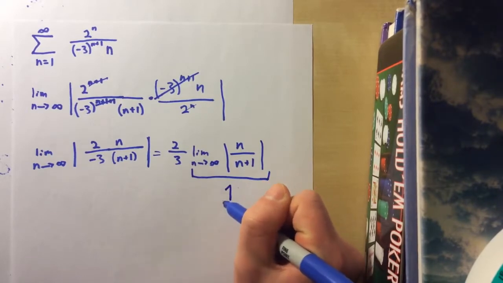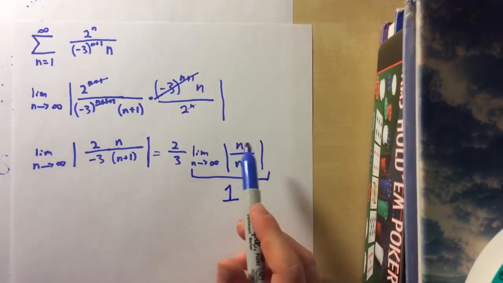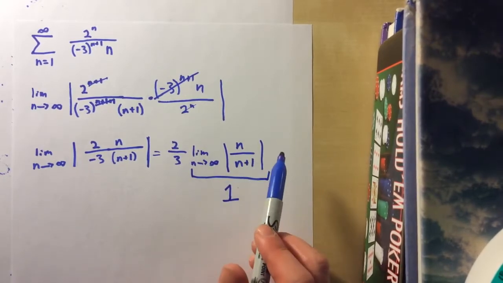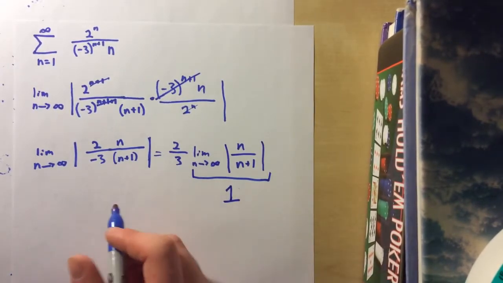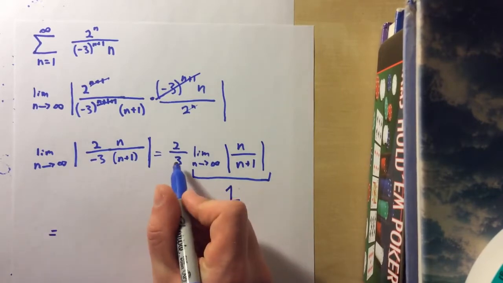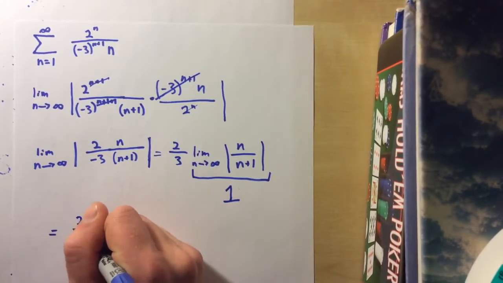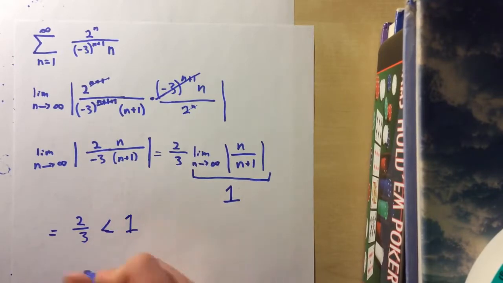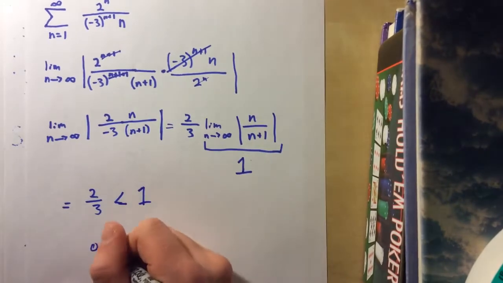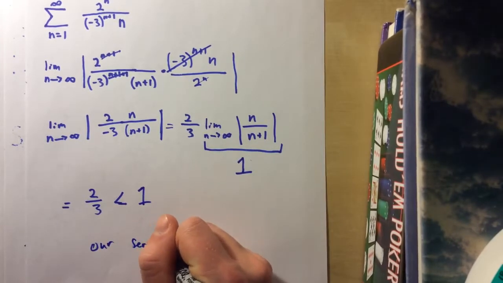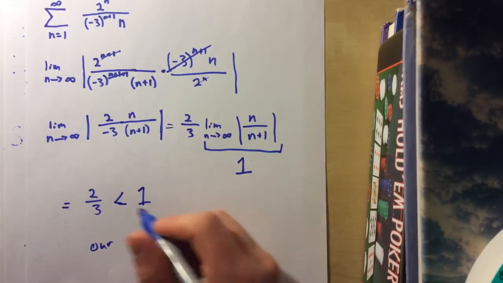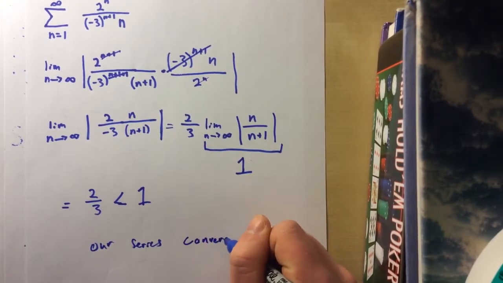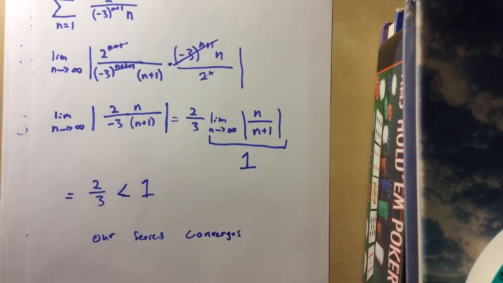You can also show that using L'Hopital's rule: you take the derivative of n and you get 1, and the derivative of n plus 1 is also 1. But basically, that will equal just this 2/3 over here. 2/3 is less than 1, so our series, if it's less than 1, will converge. And that's the ratio test.